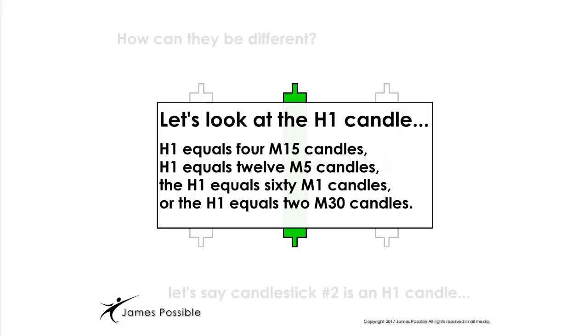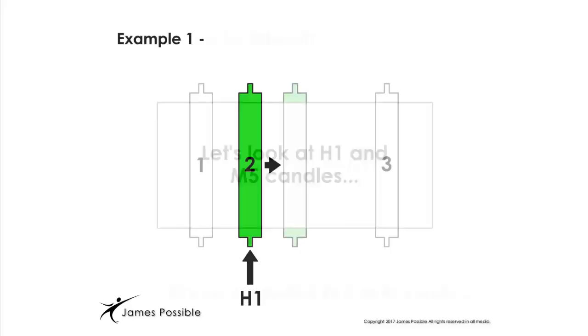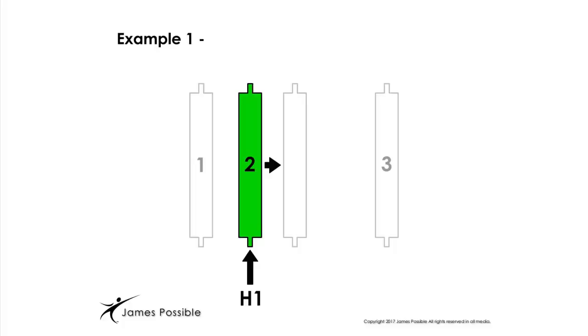So let's do some comparing here, the H1 and the M5 candles. Let's see what we really don't see when we're looking at the H1, what's happening underneath it. We're taking that number 2 candle, because that was the H1, and let's step through 12 M5 candles. The first 5 minutes of the 1-hour candle starts, and there it is. That's the first M5 candle. The second M5 candle happens.